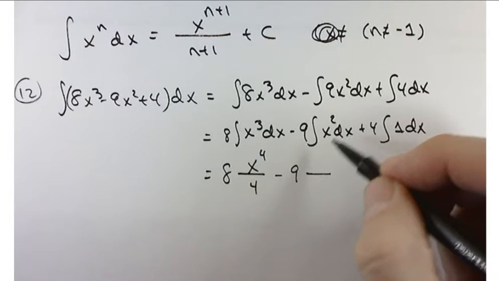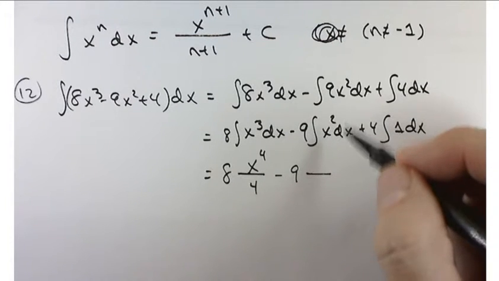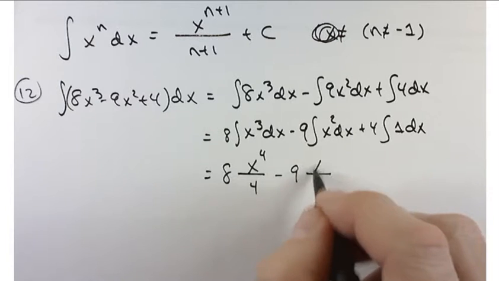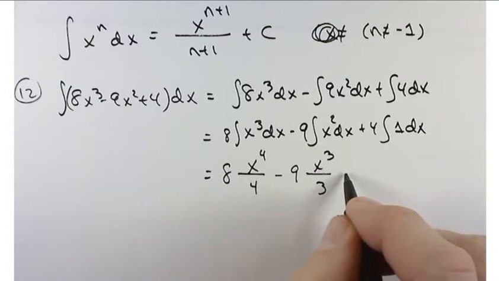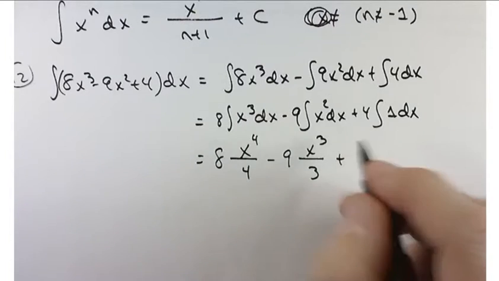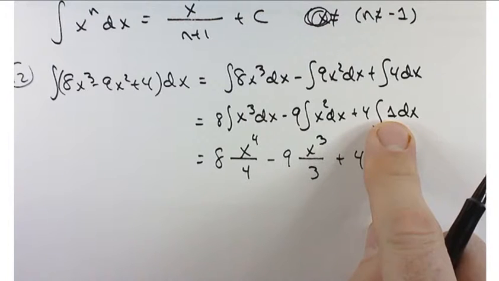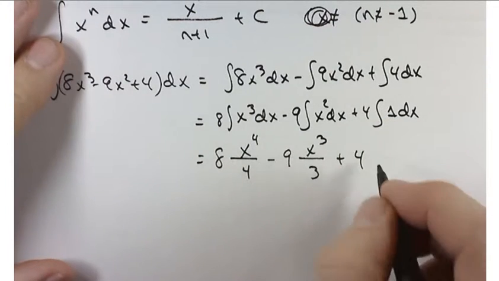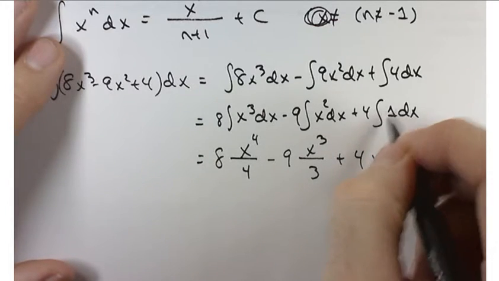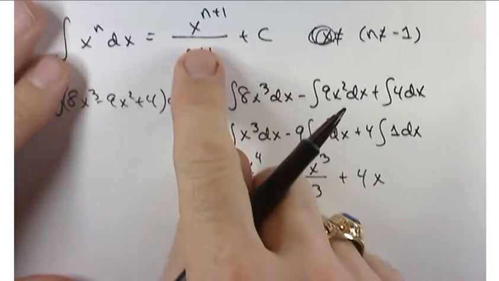What would that look like for the second integral? X to the 3 divided by 3. And then the last one, let's think of it this way. What would you take the derivative of to get a 1? X. Yes, very good. You could also think of this as x to the 0 and do the same game that we do up here.